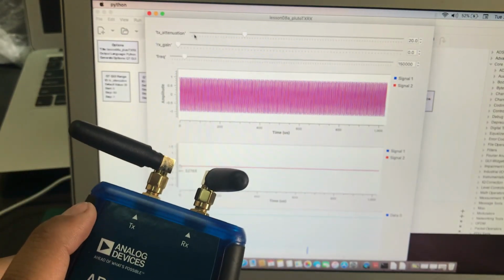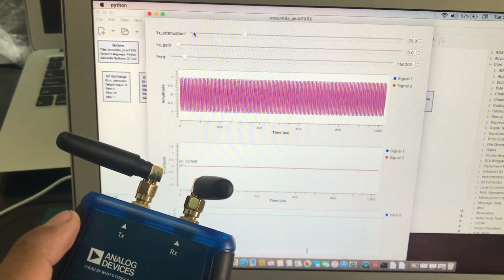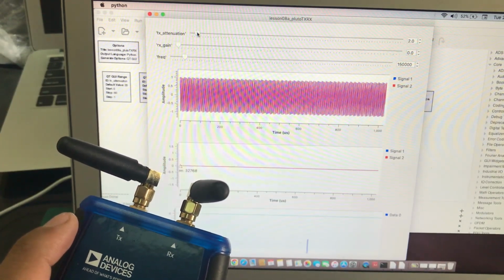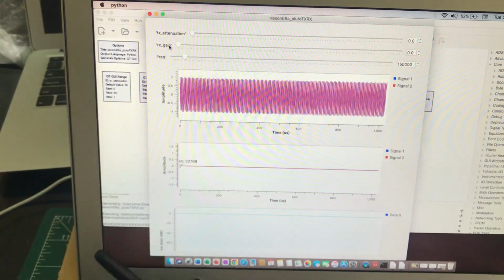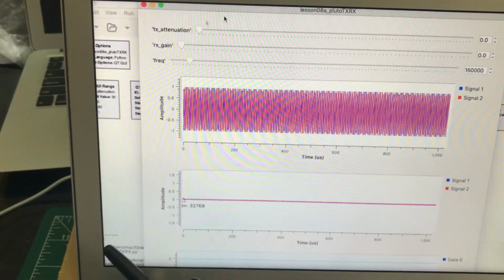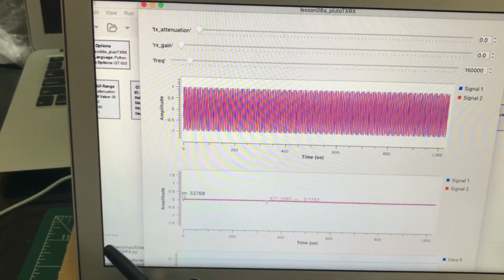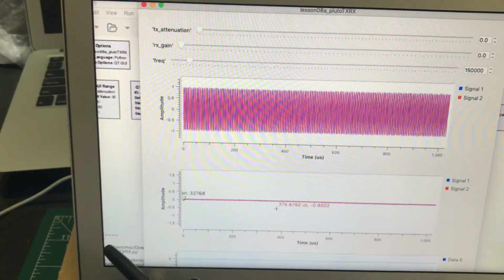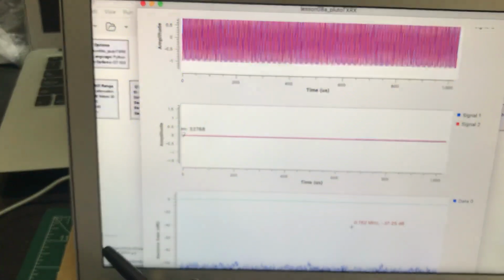I'm going to make my transmitting attenuation 0, my receive gain 0, and my transmission gain 0. I am transmitting a signal at 150 kilohertz. This is what is being received in time domain, and this is what I'm seeing right now in frequency domain.